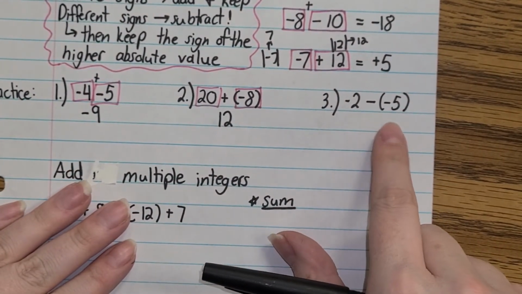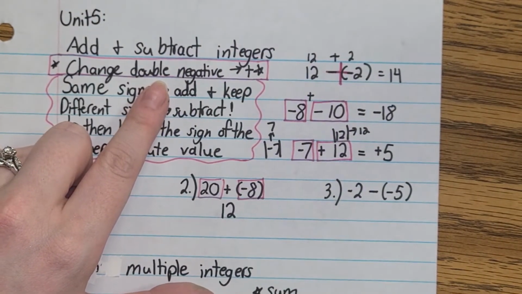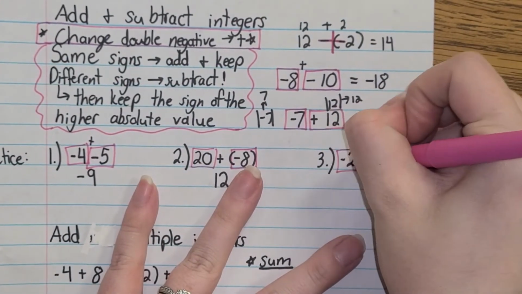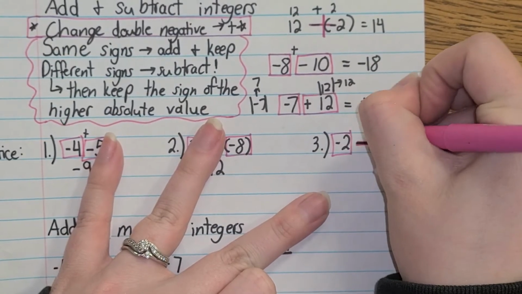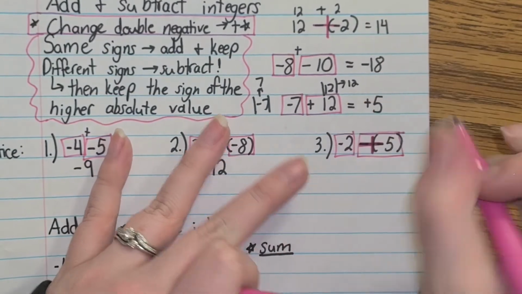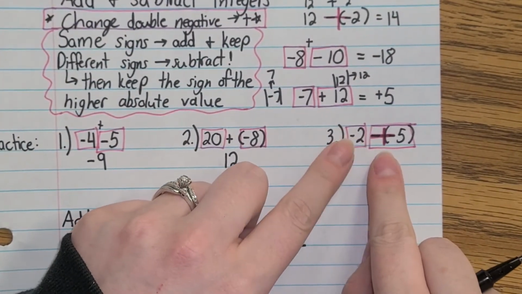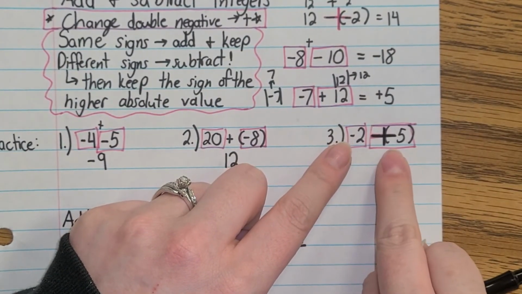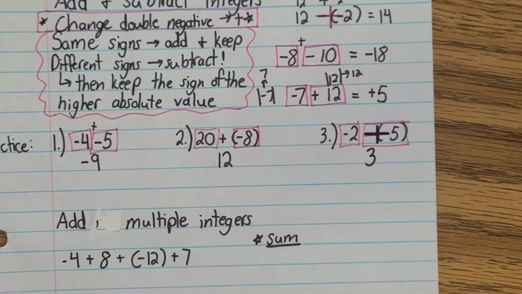Okay, number 3, last one. Negative 2 minus negative 5. Remember, this is a double negative. What do you get? Okay, you should have negative 2, and I'm going to combine this plus 5, positive 5. Okay, different signs, subtract, because it's now a negative 2 and a positive 5. If I change this to a plus, this is now a positive 5. Okay, subtract, my difference is 3, and 5 has the higher absolute value.